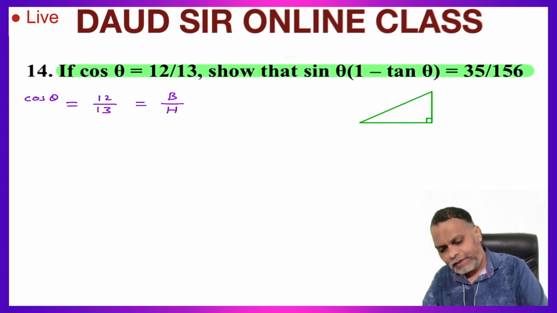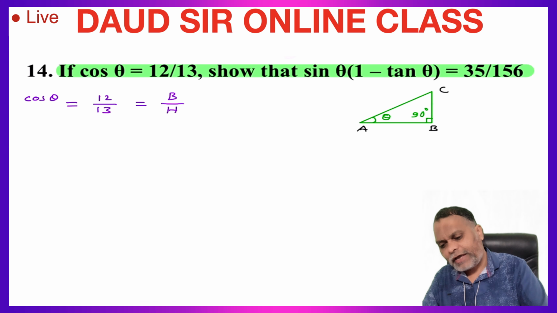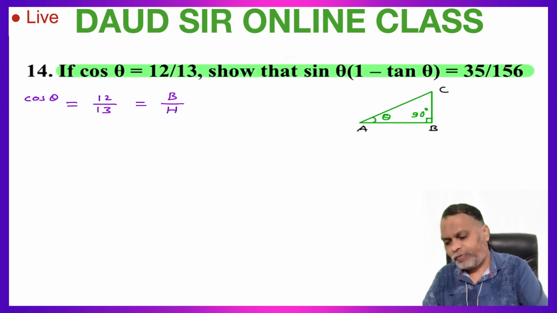Suppose this is a right angle triangle. This angle is theta, and this is 90. We can label this A, B, C. For this acute angle theta, this is base, this is perpendicular, and the side opposite to 90 is hypotenuse. So cos theta is 12 upon 13.